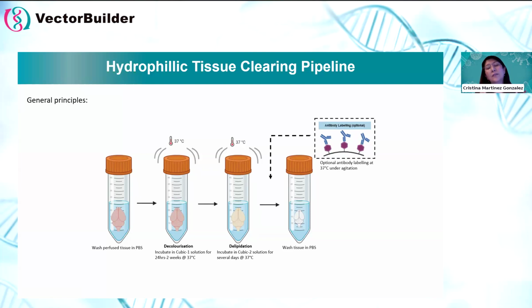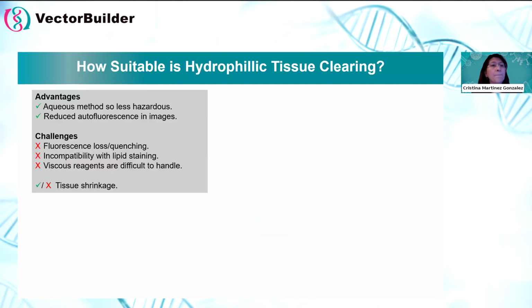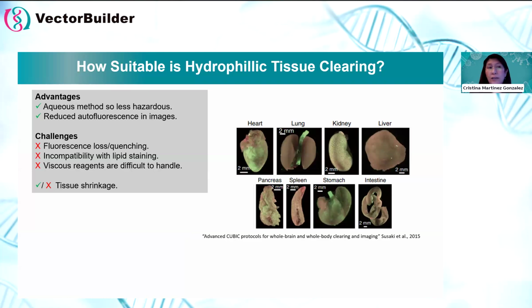The difference is the solutions you use. In this case, you can use sucrose, urea, etc. In solvent-based, you can use solvents like tetrahydrofuran, etc. And the advantages of this methodology is they are water-based methods, so they are not as hazardous as using solvents. So some people might feel much easier using this. It reduces autofluorescence in the images, mostly because of the step I showed when they remove the blood or any color, any pigments on the tissue.